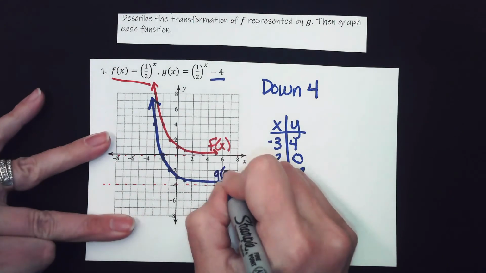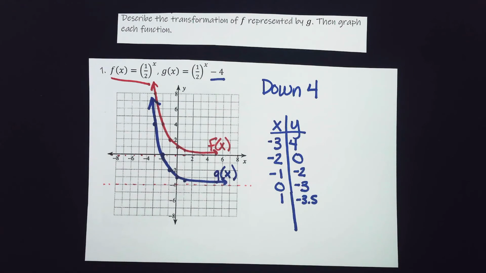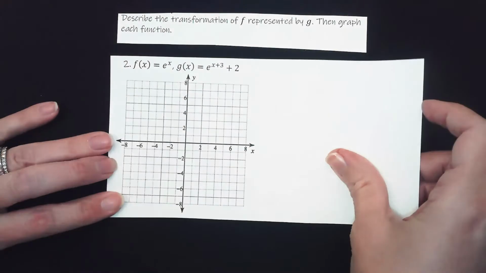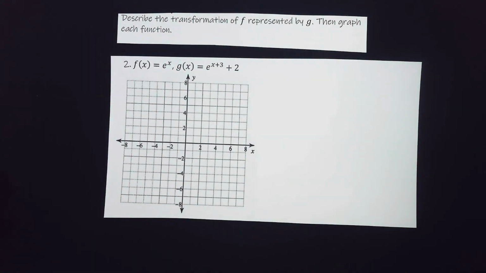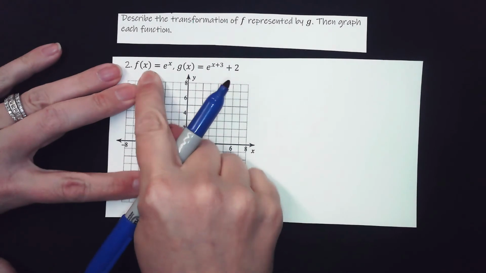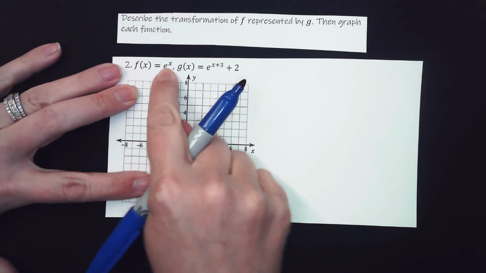So let's try number 2. This time what I'm going to do is just graph the original, and then we'll graph that one based on what happens. So we need to state, first off, what is going to happen if f of x is where we're starting, and then we do these things.